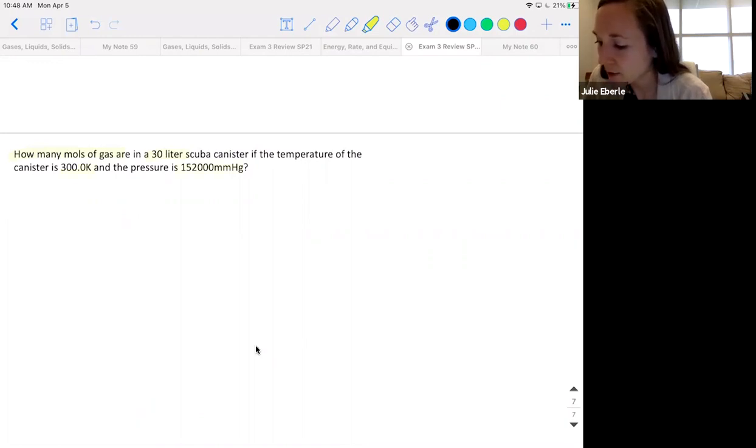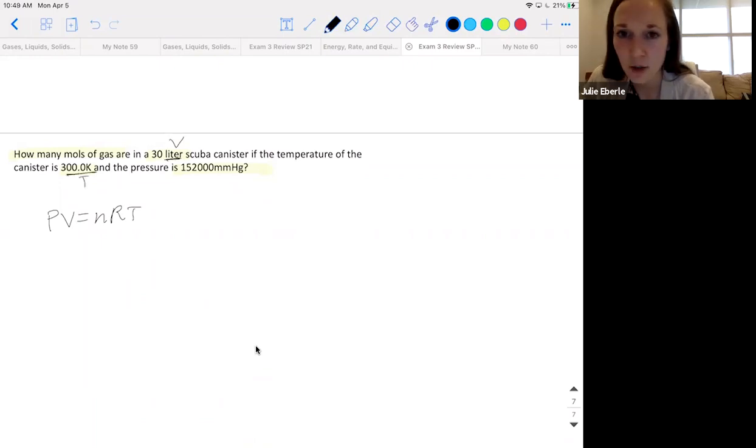300 Kelvin, pressure of 152,000 millimeters mercury. So because we have moles, again, this is one more ideal gas law problem. PV equals nRT. Here's what I noticed. My volume has units of liters. My temperature, how do I know that's temperature? It's units of Kelvin. But pressure, what do you notice? Millimeters mercury. We cannot plug that number in. What do we have to do?